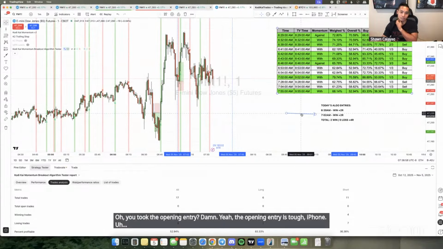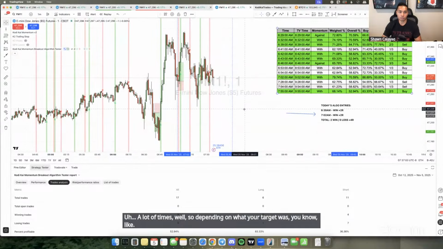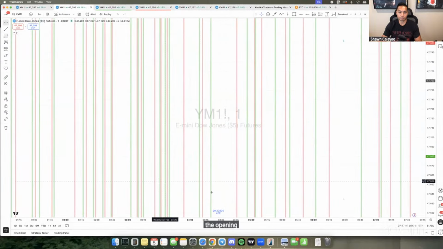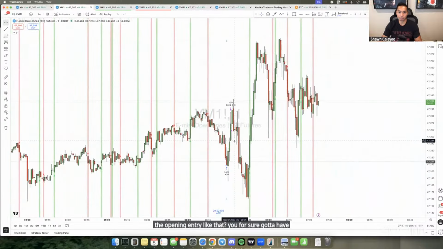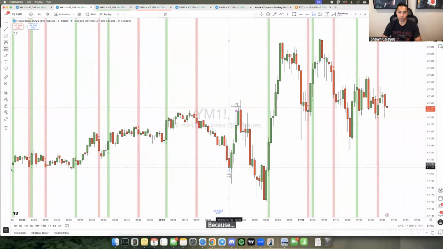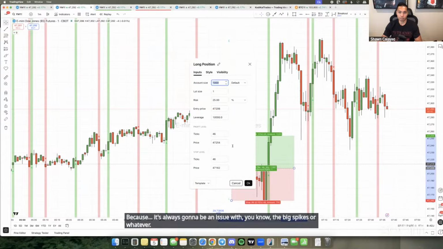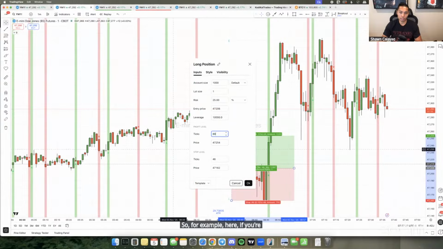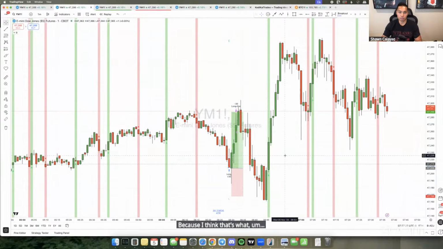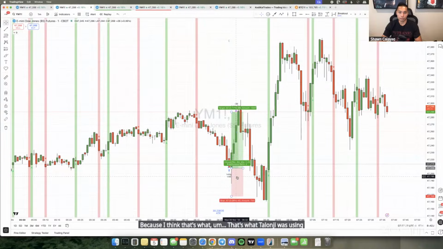A lot of times, depending on what your target was, like what Smith used was a 50-50. I think if you're gonna take the opening entry like that, you for sure gotta have a wide take profit and stop loss because it's always gonna be an issue with the big spikes. So for example, here, if you're gonna take it, I would do it 80-40 because I think that's what Talanji was using. I mean, it works. You just can't do a 20-point stop loss because price will spike.